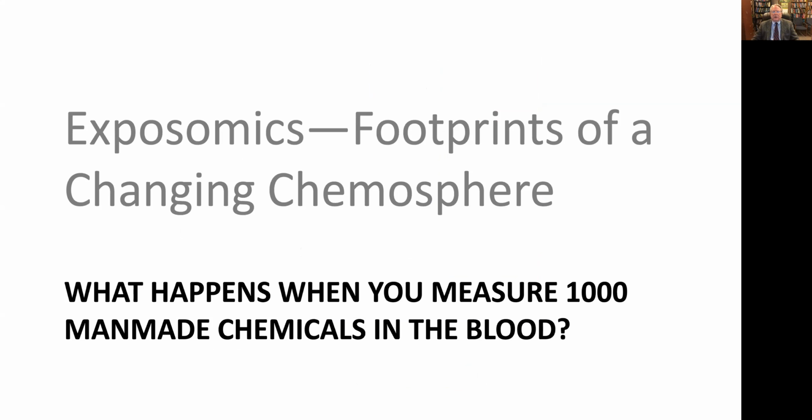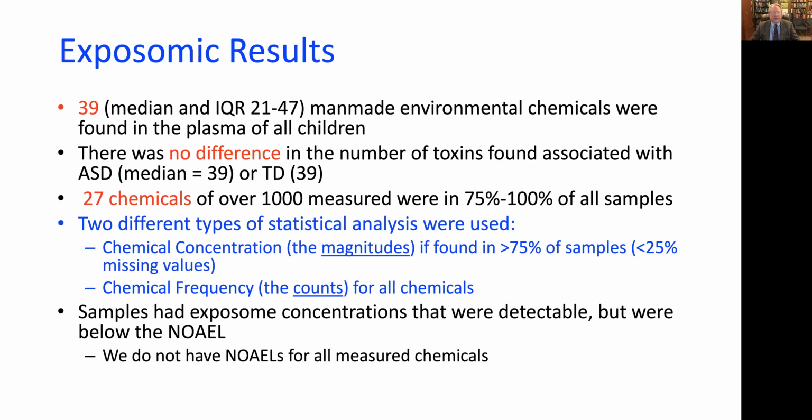We think of these as kind of footprints of the interaction of the chemosphere with our metabolism. And so we ask the question, what happens when you measure 1,000 man-made chemicals in the blood of these children that are age 4 to 6 years? So what we found was the average child had 39 different man-made chemicals in their blood. It turned out there was no actual difference in the number of chemicals in ASD and TD groups. And overall, there were 27 chemicals out of the 1,000 that we measured that were present in 75 to 100% of the samples.